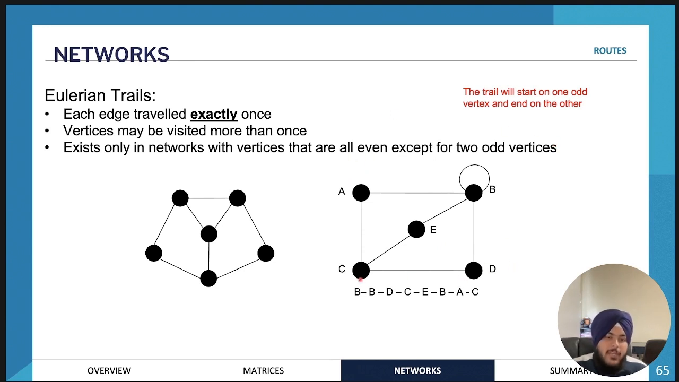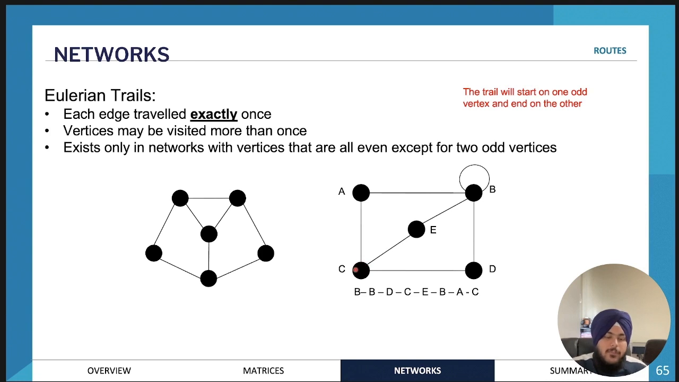So we need to visit every edge, and we can repeat vertices, but we don't have to. And the way that you go about formulating an Eulerian trail is you start off with the vertex that is odd, and you end up with the other vertex that is odd. Because remember, there's only going to be two odd vertices, the rest must be even.